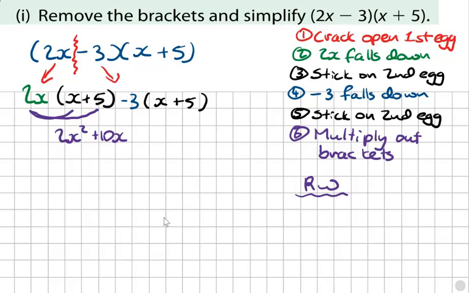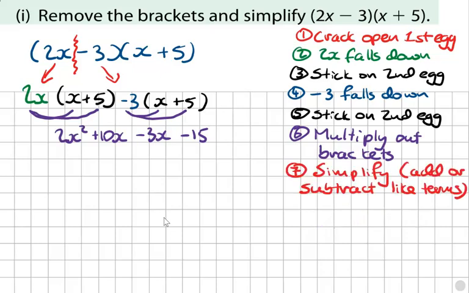Then we do 2x multiplied by 5, which gives us 10x. And in our rough work, 2x multiplied by 5 is 10x. And then -3 multiplied by x is -3x. And the reason for that is a number times a letter, we stick them together. So -3 times x is -3x. And then -3 by 5 is -15.